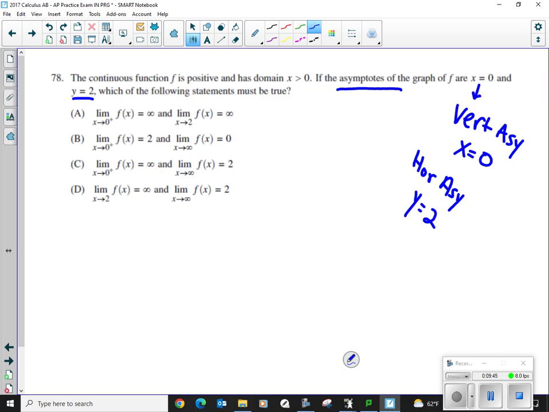This is just testing you. Again, you can't use a calculator here. They don't give you the equation of the function f. They're testing you on your knowledge on how to solve asymptotes.